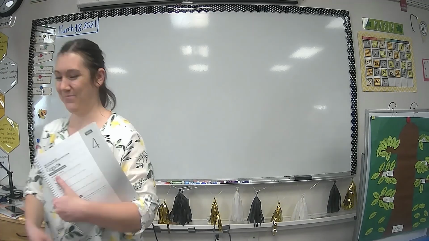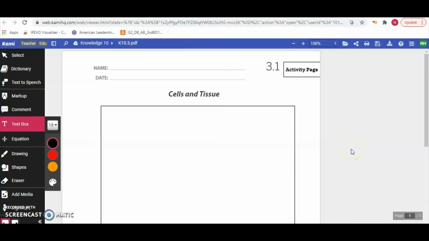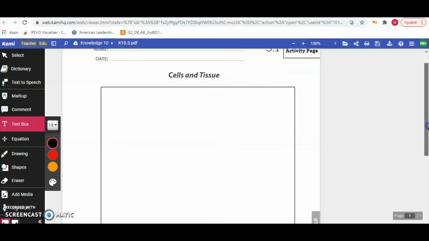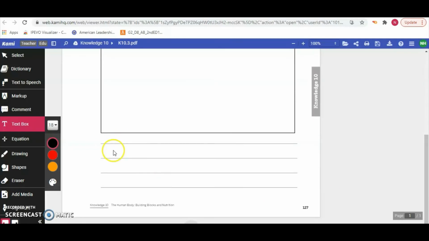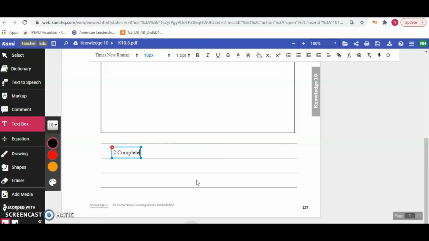All right, my friends, we have got a journal entry today. I am going to jump over to my computer to show you what we're going to be writing about. We talked about cells and tissues today, so our journal entry is, of course, about cells and tissues. This journal entry is going to be a little bit different, though. On this journal entry, we usually do 3 to 5 sentences. On this one, you only have to write 2 sentences. On this one, we only need 2 complete sentences.